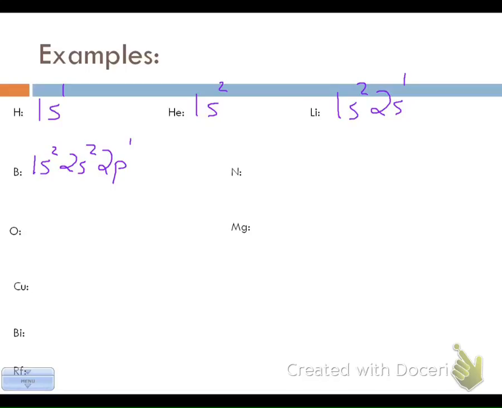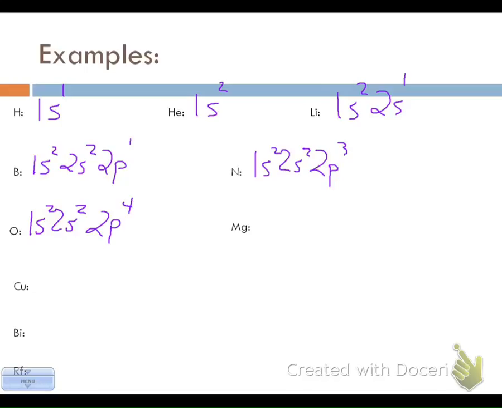For nitrogen, we have 7, so 1s2, 2s2, and now the 2p. Again, we're not breaking these up. Now we know that there are 3 electrons in the 2p subshell for nitrogen. Okay, oxygen has 8, so we have 1s2, 2s2, 2p, just one more, so that's 2p4. A lot faster, isn't it?